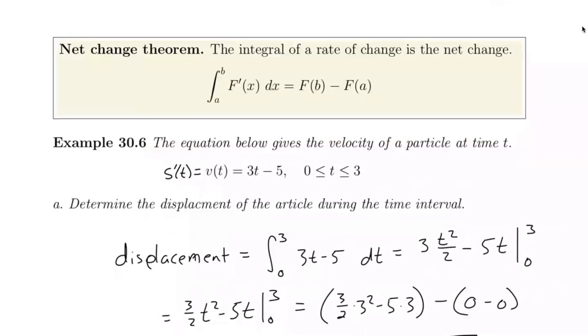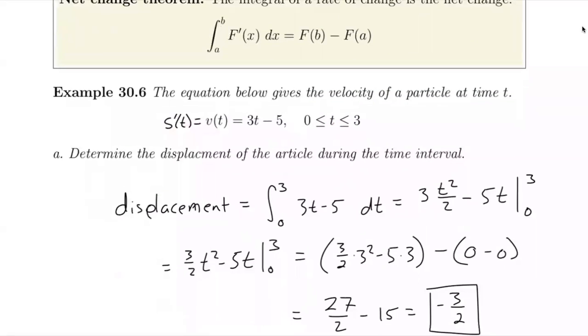Okay, the equation below gives the velocity of a particle at time t. So v of t is equal to 3t minus 5. It's our velocity equation. The thing to remember about velocity, v of t, is that it's equal to the derivative of our position function, s prime of t. And t ranges from 0 to 3. Part A asks us to determine the displacement of the particle during the time interval.